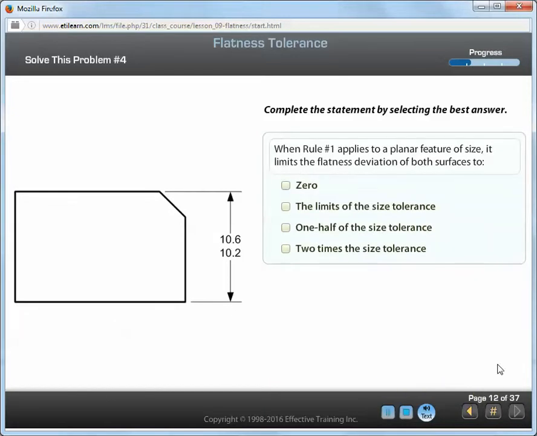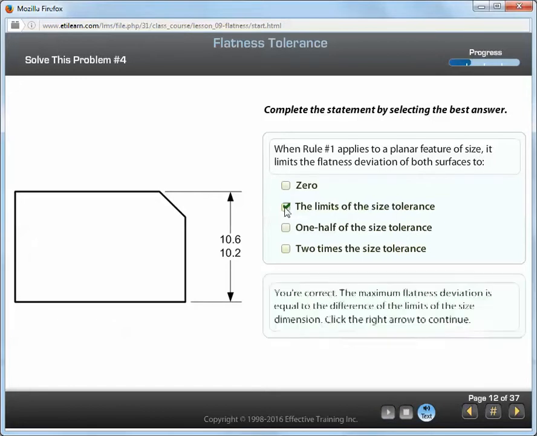When rule number 1 applies to a planar feature of size, it limits the flatness deviation of both surfaces to... You're correct. The maximum flatness deviation is equal to the difference of the limits of the size dimension. Click the right arrow to continue.